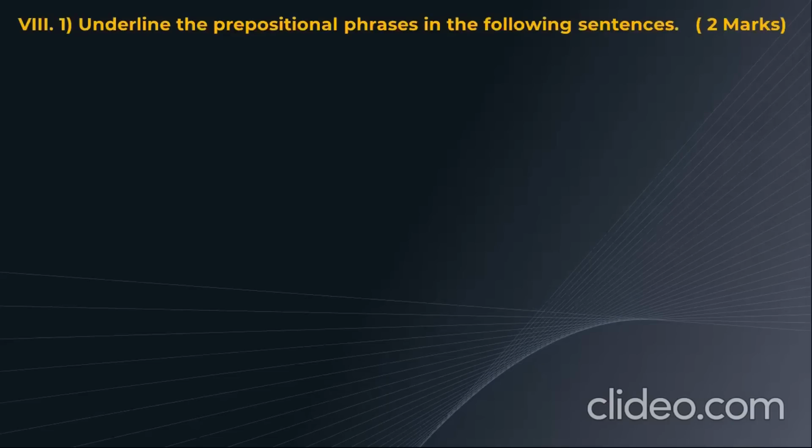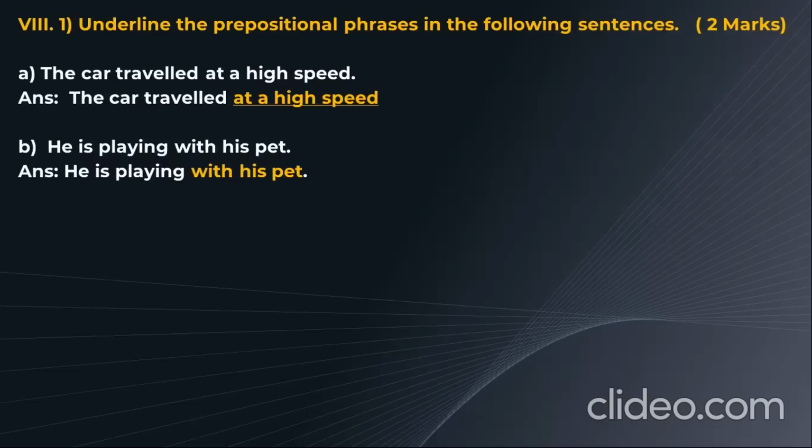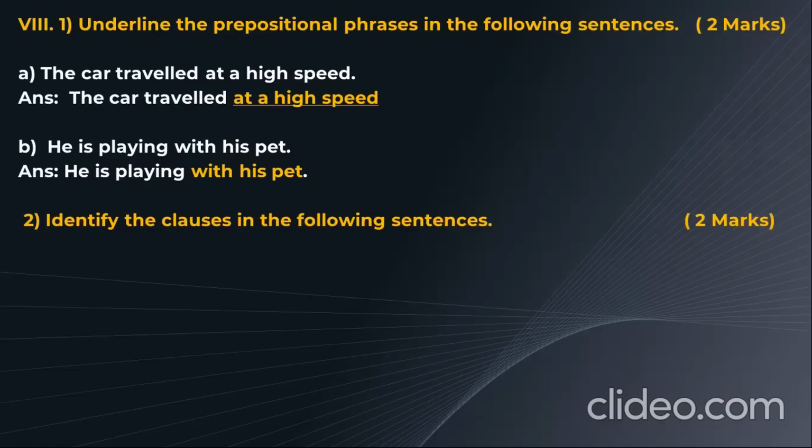Okay, then we have the questions from grammar. Underline the prepositional phrases in the following sentences for 2 marks. So we have the first question, the car traveled at a high speed. So the prepositional phrase we find here is at a high speed. He's playing with his pet. The prepositional phrase here is with his pet. You can underline.